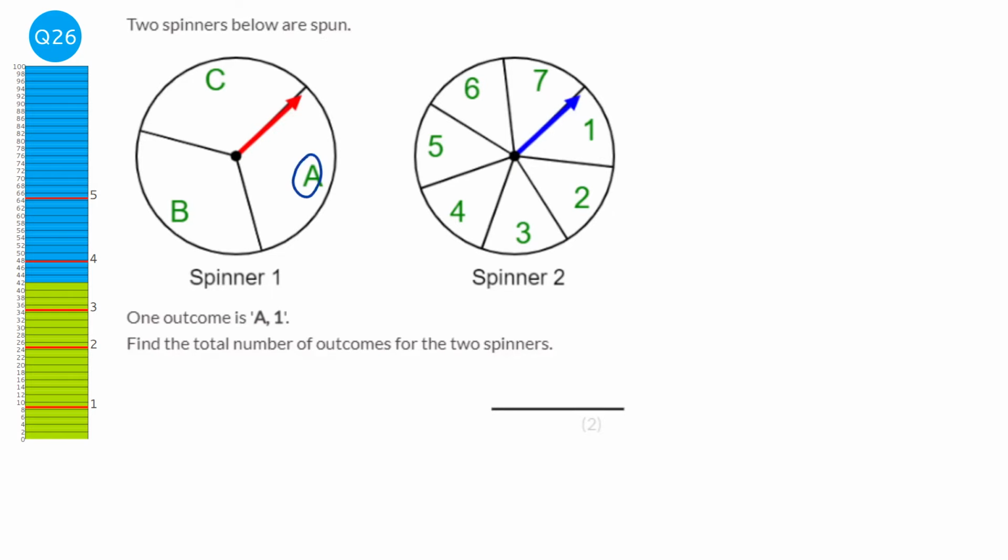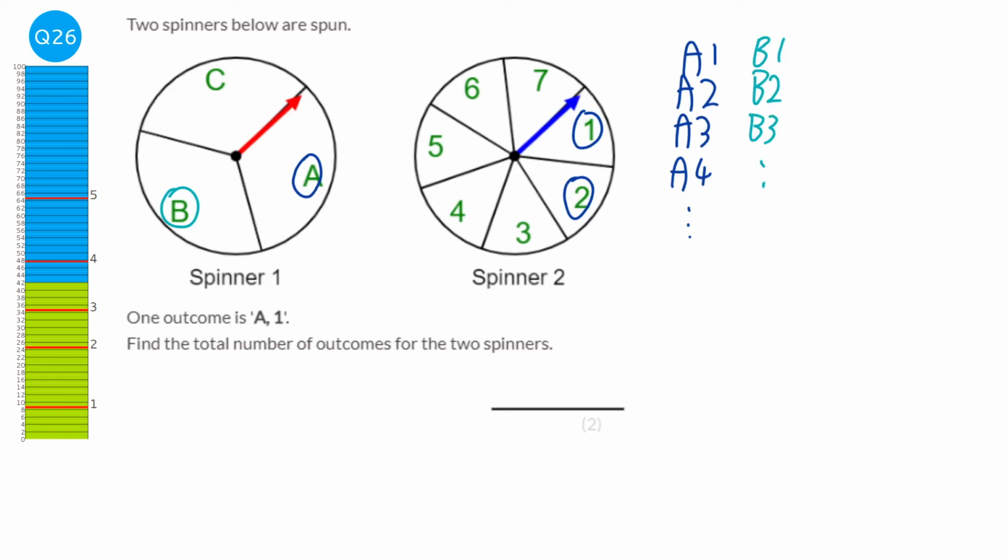So I'm going to pair up the A and the 1, which it suggests in the question. Then I'm going to work out the A and the 2 as a different combination, A3, A4, etc. Then I'm going to look at the B and do the same thing, B1, B2, B3, etc. Then I'm going to work out the C, so all the combinations with C.